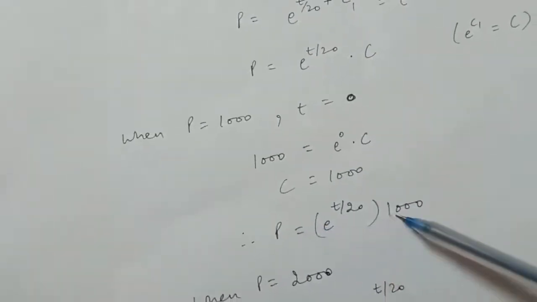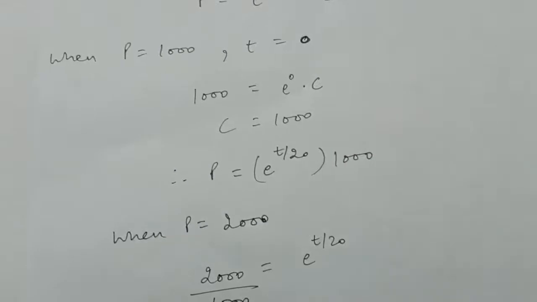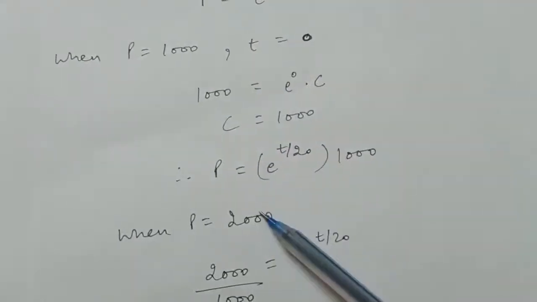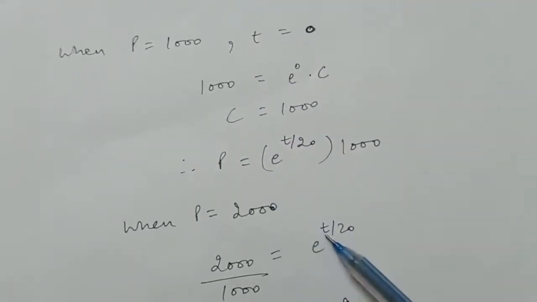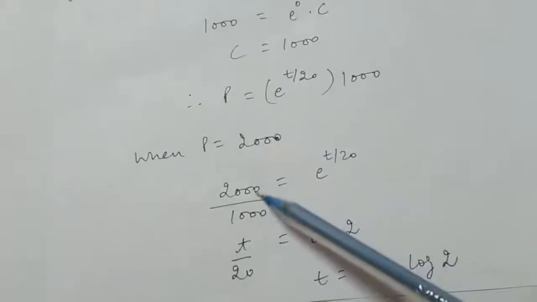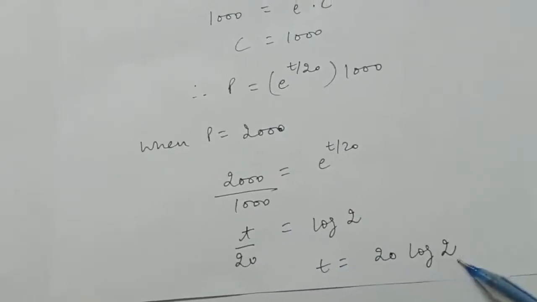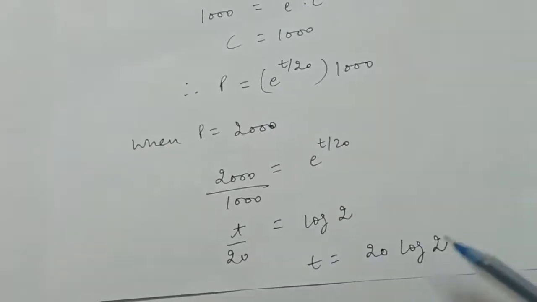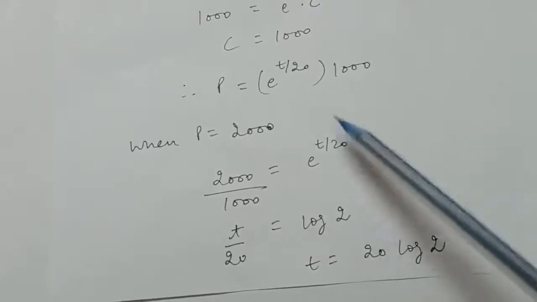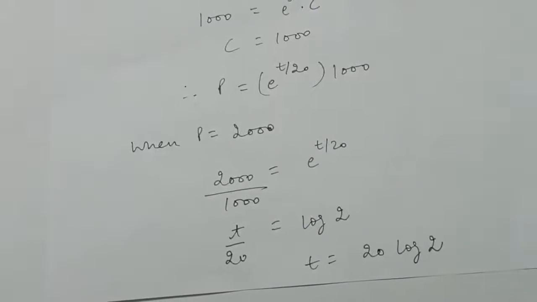P is now this. Now if the principal will double itself, then from 1000 it will be 2000. We have to find t only now. So in place of P put 2000. You'll get the value of t as 20 log 2. So this will be the time taken so that 1000 will double itself. So the answer will be 20 log 2.